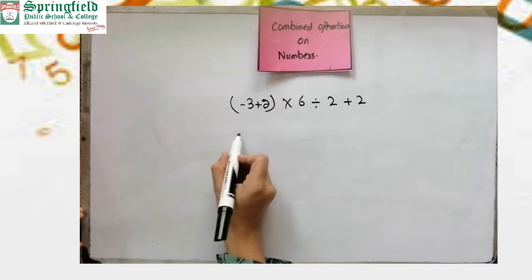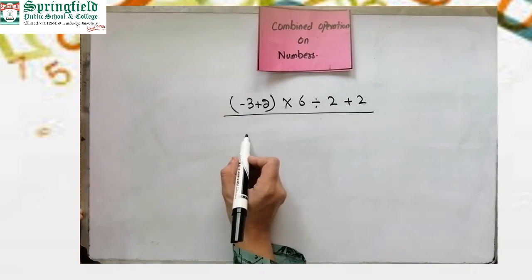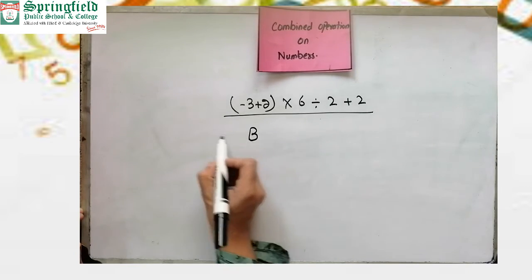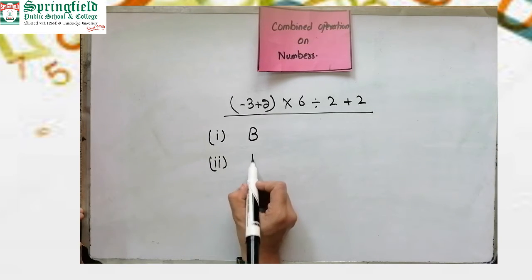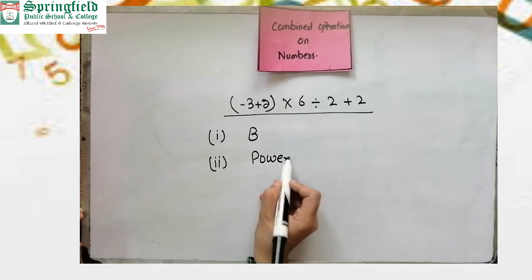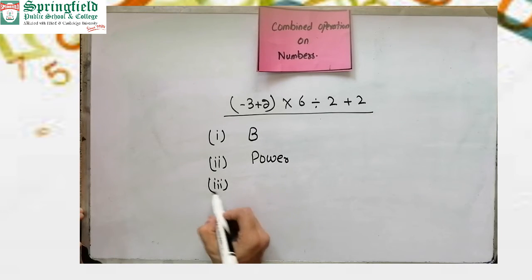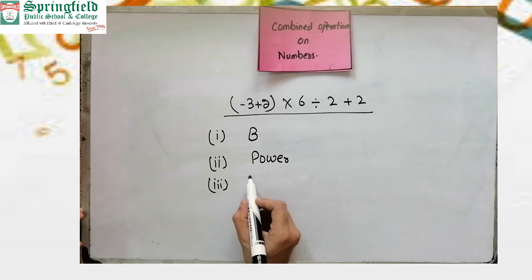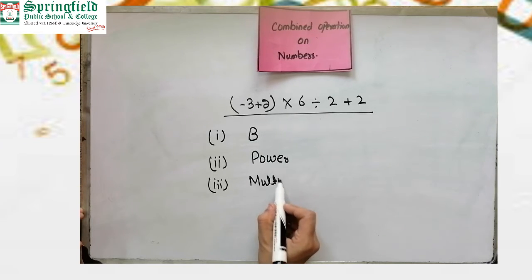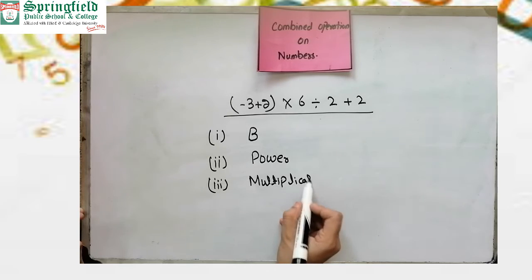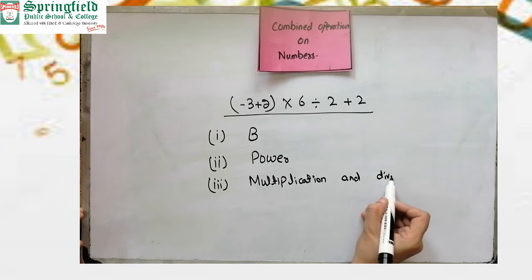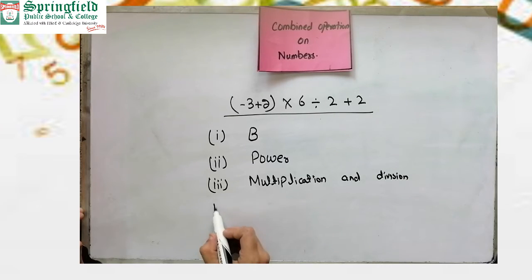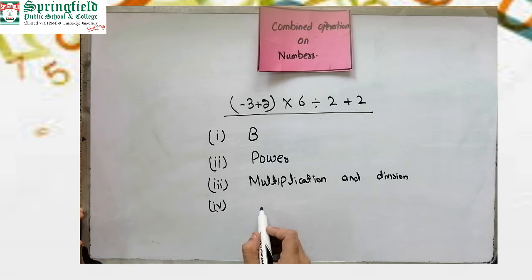So beta, keep in mind that in this type of condition, first we will solve the brackets. Understood? And then we will solve the powers. And in the third step, we will solve the multiplication. We will do the multiplication and division. And in the last step, we will do addition and subtraction.